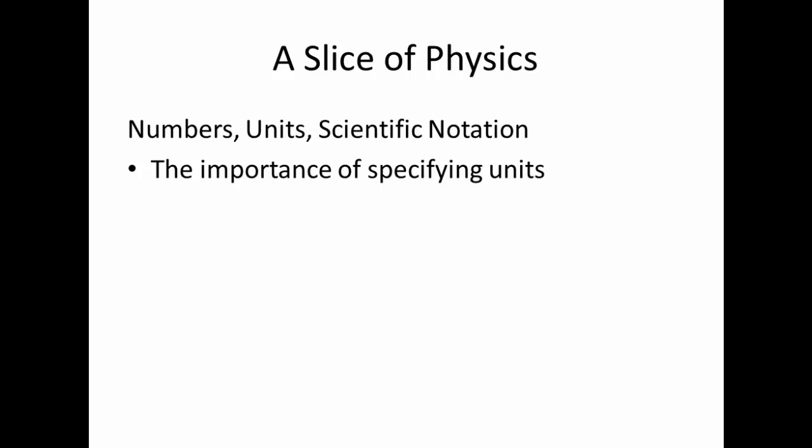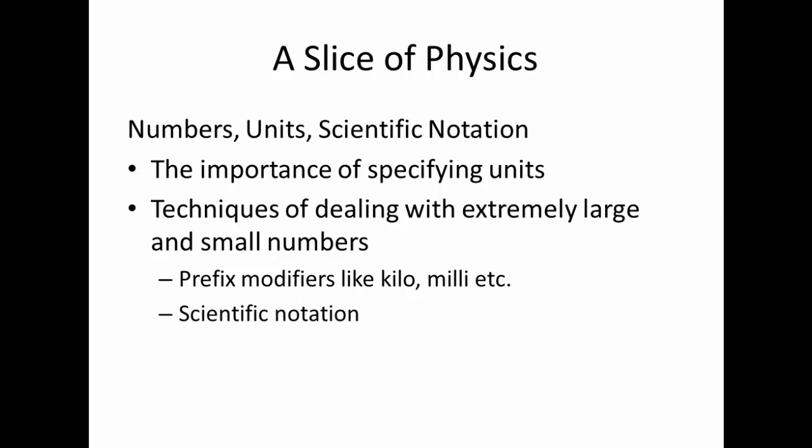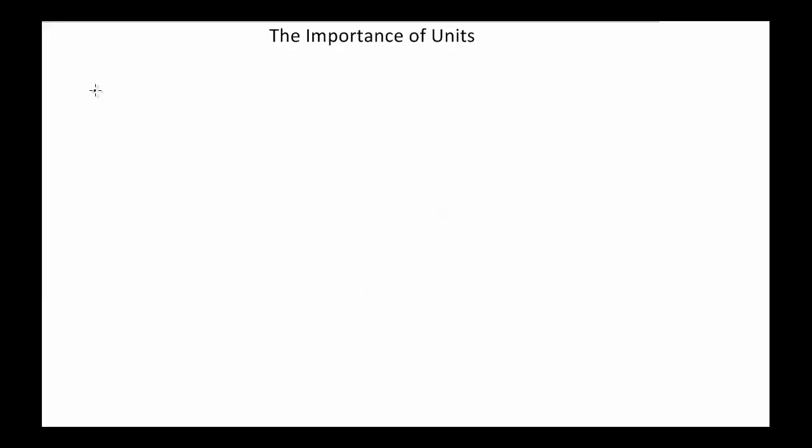We'll start with reviewing why it is very important to specify units while speaking of numbers. And then we will discuss some techniques that we use to deal with extremely small and extremely large numbers. Some of these techniques include prefix modifiers, such as kilo, milli, etc. And then we'll also discuss the scientific notation, another method used to work with very small and very large numbers. And finally, we will conclude with a discussion on precision of numbers as conveyed by the significant digits that they contain. Let's begin with discussing the importance of units.